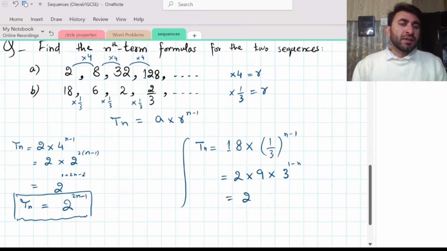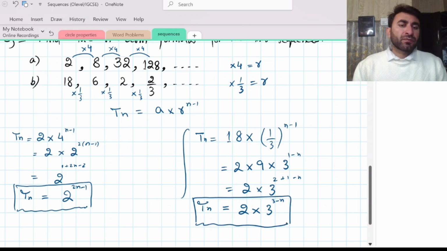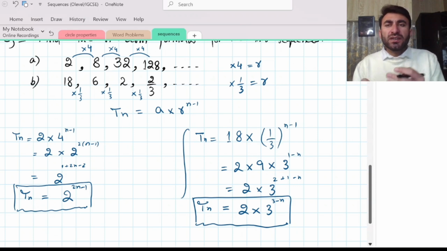Again we can simplify it. 2 multiplied by 9, which can be written as 3 squared, and because the bases are the same, we shall add the powers, 2 plus 1 minus n, and the final result for the nth term formula becomes 2 multiplied by 3 to the power 3 minus n, or minus n plus 3. So that is the nth term formula for the sequence given in part B. This is how we deal with the nth term of an exponential sequence, and then we can figure out any term of a given sequence.